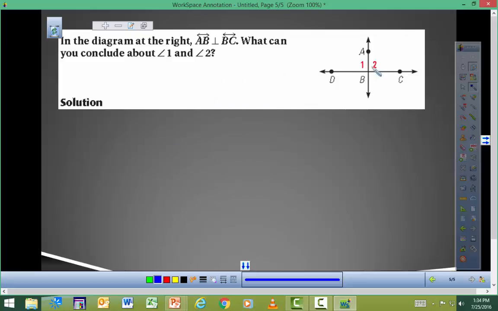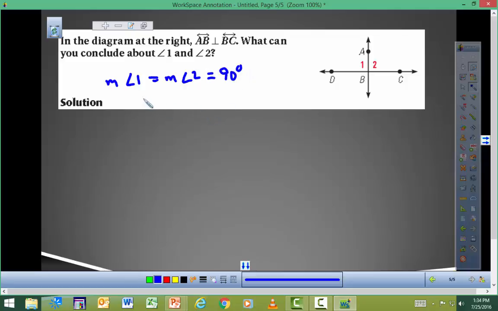Well, since these lines are perpendicular, the definition of perpendicular says we get a couple of right angles. I can also say they're congruent, because there's a linear pair right here. Remember that first theorem we looked at says this is a linear pair. So the measure of angle 1 is equal to the measure of angle 2, and it's equal to 90 degrees. I think that's what we could say.